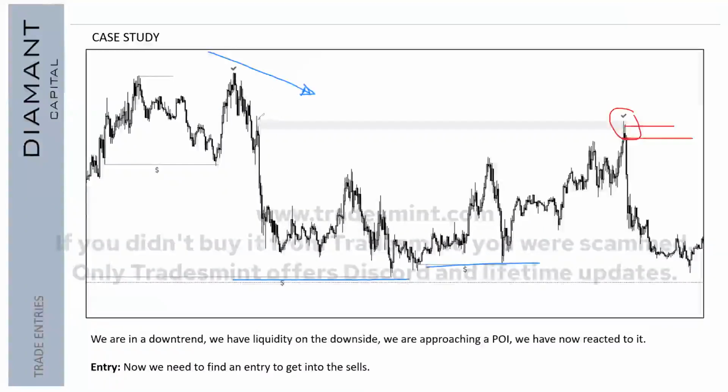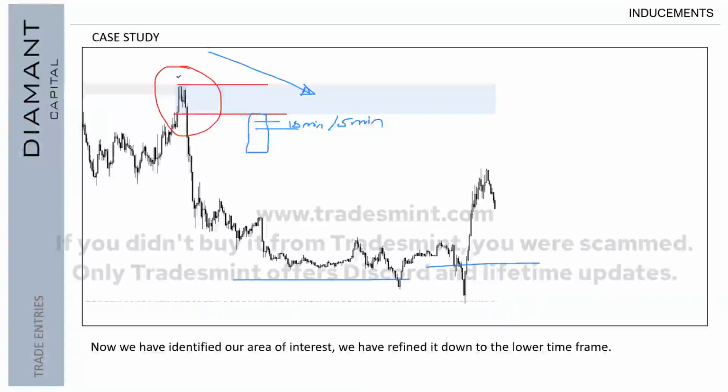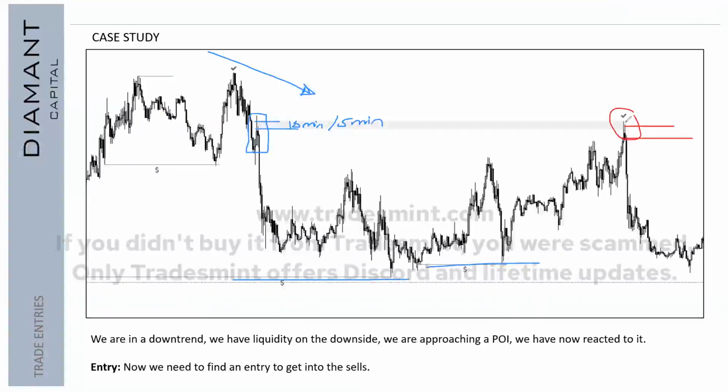And this is our first point of interest, this area right here, refined to this candle up here. I believe it was a 5-minute. We got to that area and reacted to it. Then what happens? That reaction right there, you see that right there? Go to the next slide.